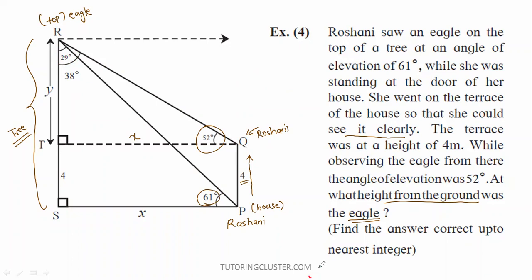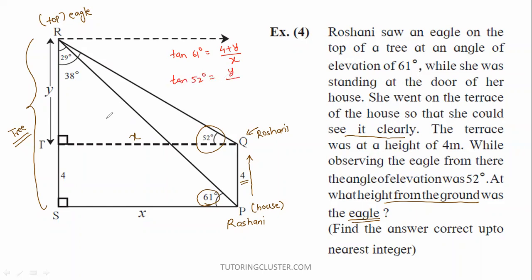Okay, now how are you going to solve this? If I take tan 61 degree, the opposite side is 4 plus y, divided by x. Okay, tan 61 will be given to you. What will be tan 52 degree?